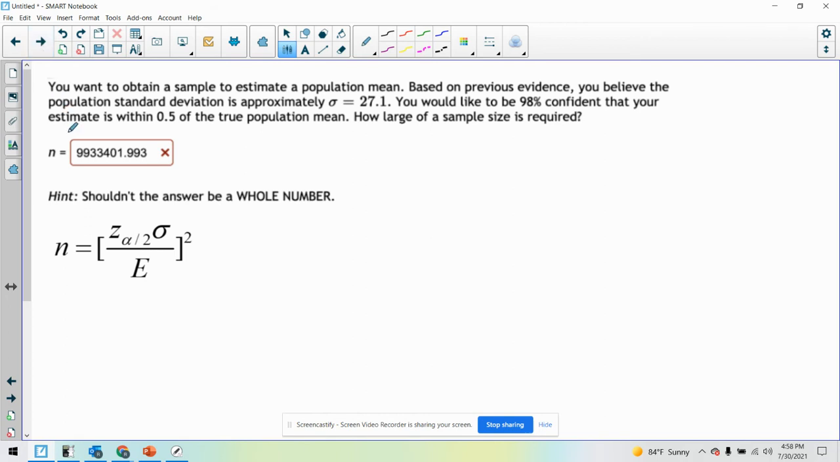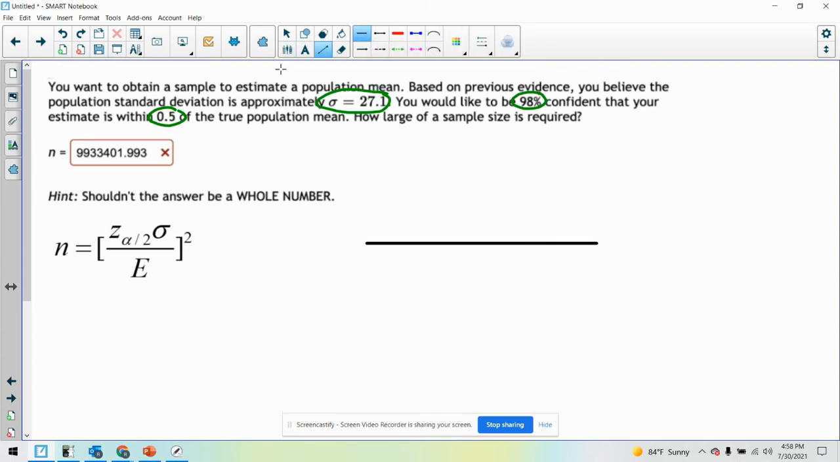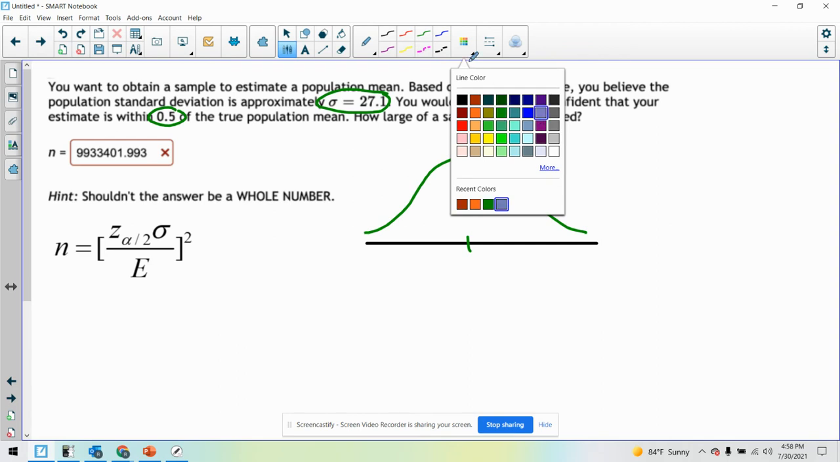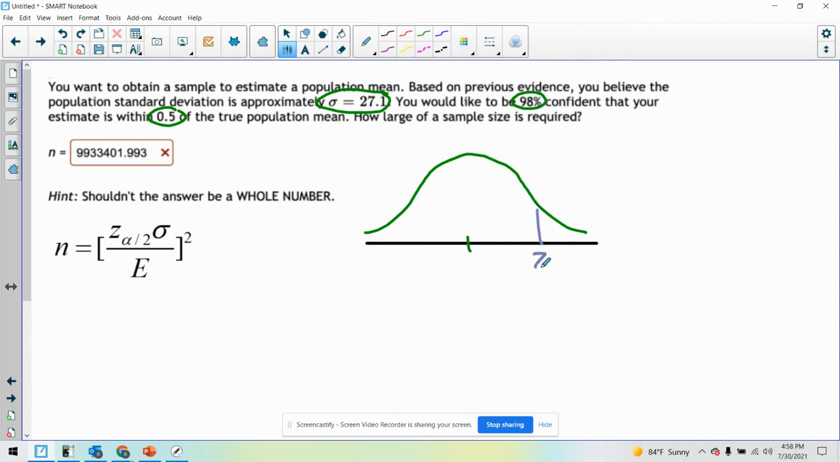But all right. You want to obtain a sample to estimate a population mean. Based on previous evidence, you believe that the population standard deviation. So we have sigma. You'd like to be 98% confident that your estimate is within 0.5 of the true mean. So we have everything we need. First thing I want to find is the z-score that cuts off the middle 98%. So I'm looking for the z values, negative z and z, that cut off the middle 98%.